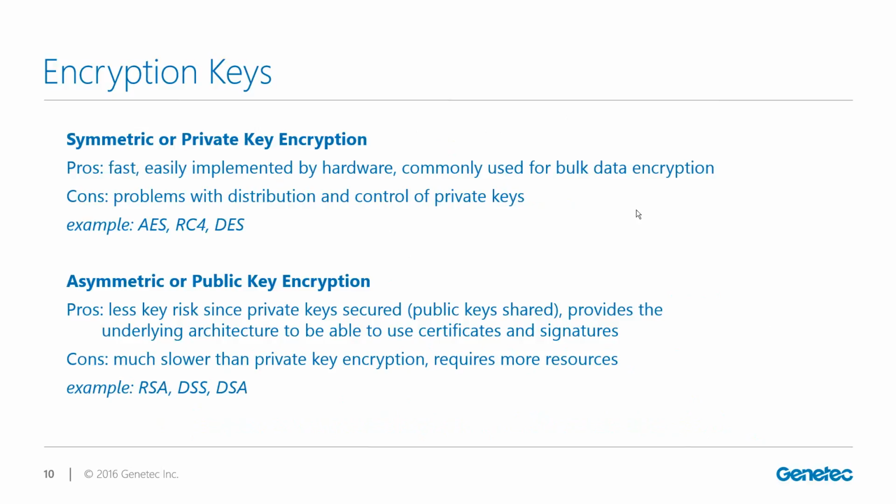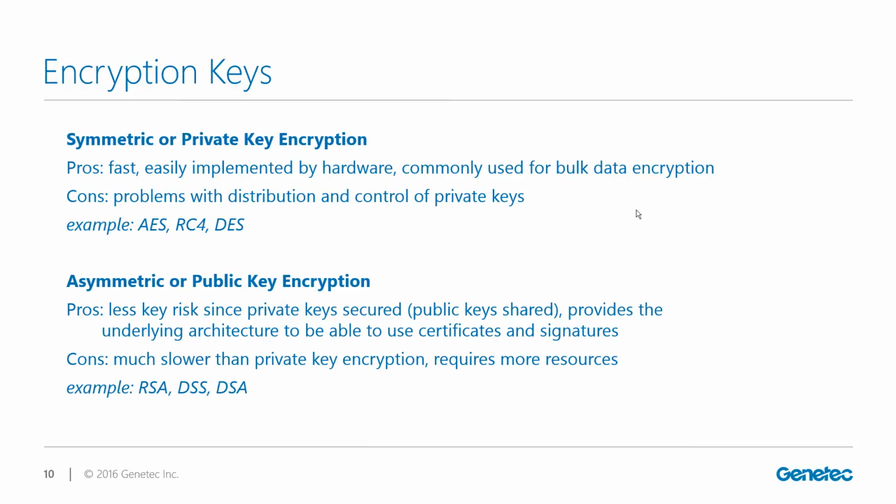So a few pros and cons for both. Symmetric, also known as private key encryption. Pros for that, it's very fast to do, so it's fast to actually do the encryption. It's easily implemented by the hardware, which means that it doesn't take a lot of resources to do. And this is commonly used for bulk data encryption. So if you have a lot of information that's going back and forth, you don't want to slow this down so much, so basically you're going to use your symmetric encryption for that.